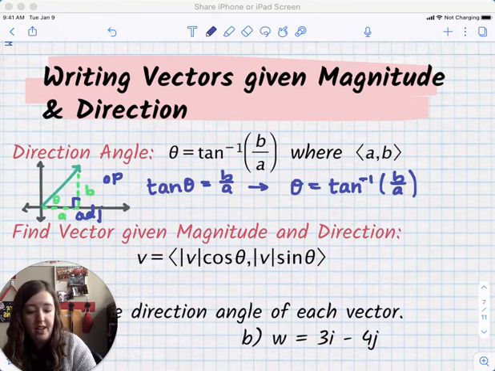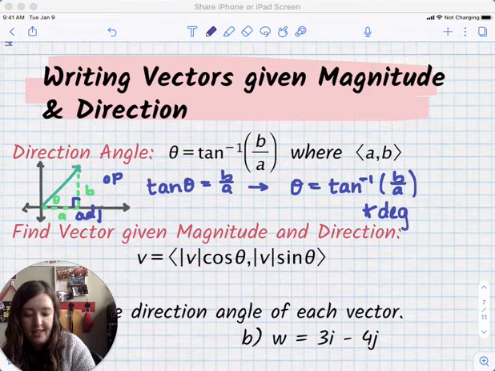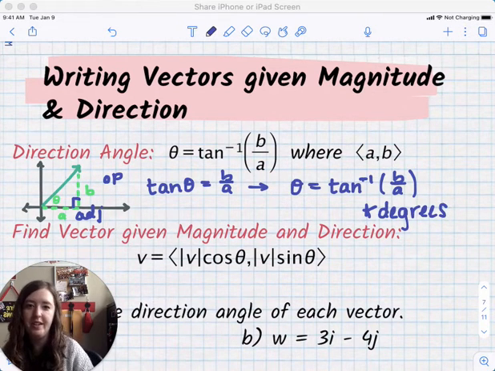Just a quick thing to let you know, all of your answers today are going to be in degrees. So make sure that your calculator is in degrees before we go on.